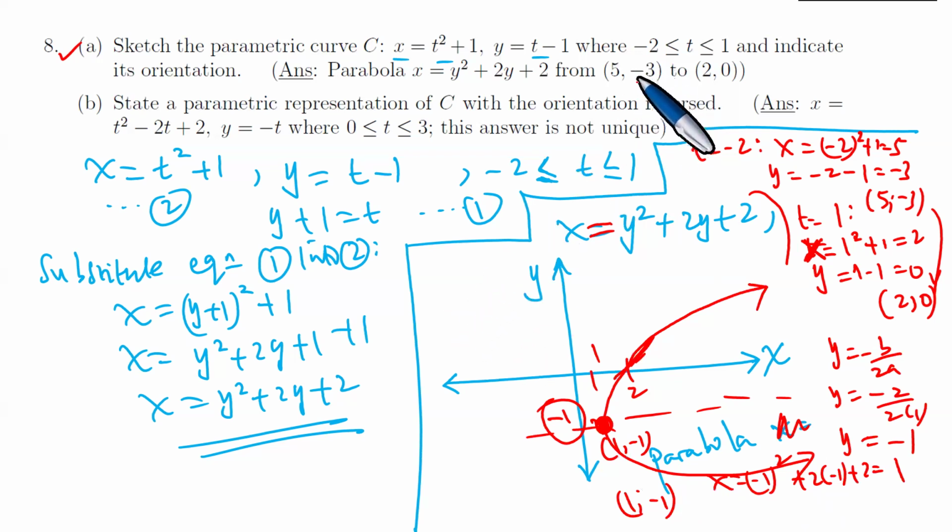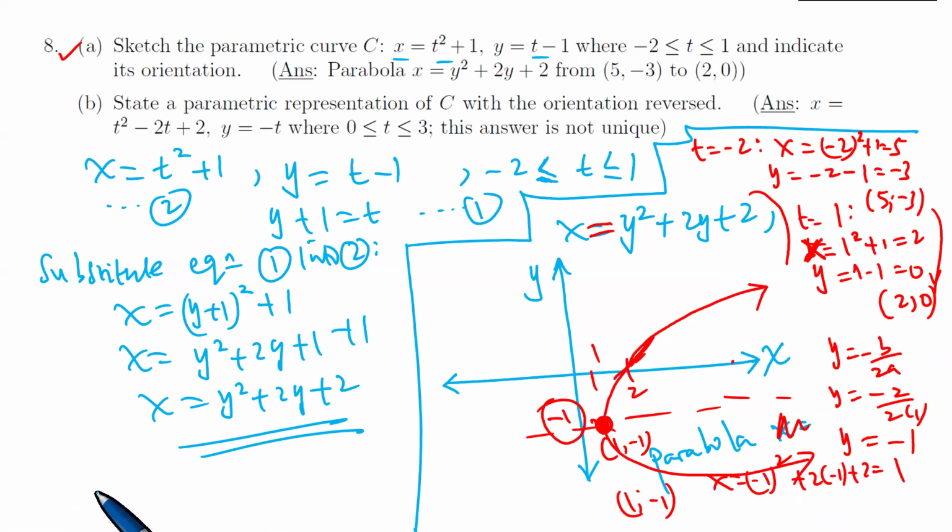But this graph is going to be traversing, whenever t is minus 2, it's going to be traversing from this point. X is 5, y is minus 3. X is 2, y is 0. Let us check this out.